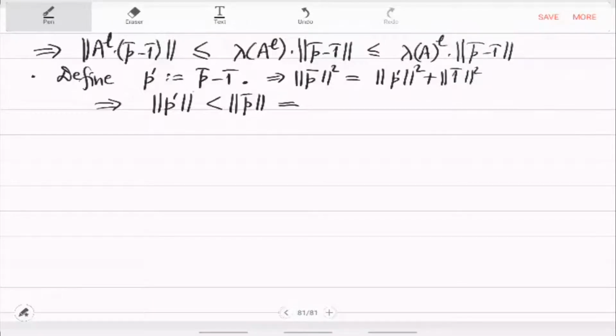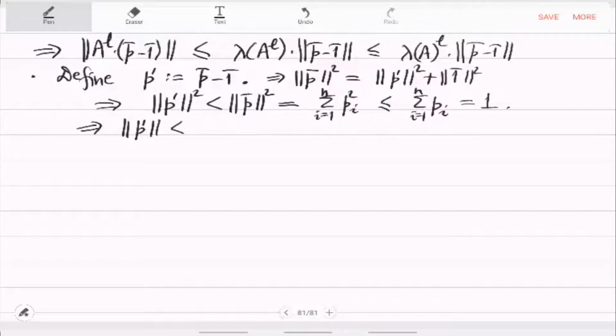or let me continue using squares. So, the length of p bar squared is what? Sigma pi square, right, and pi's are probabilities. So, you can write it as less than or equal to sigma pi, correct. Pi's are fractions, which is equal to 1. So, what we have learnt is that the length of p prime is strictly smaller than 1.